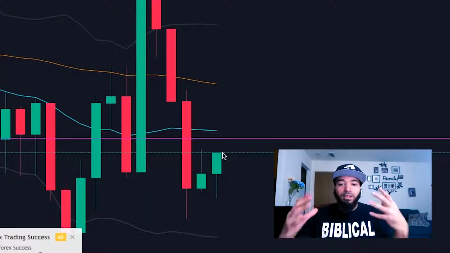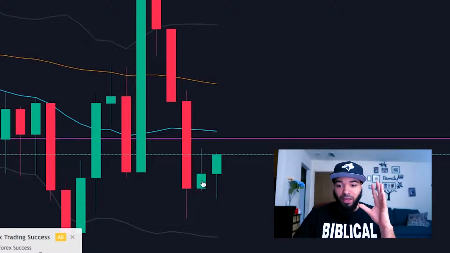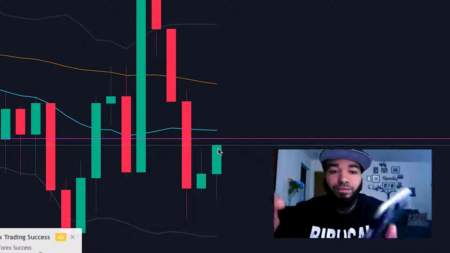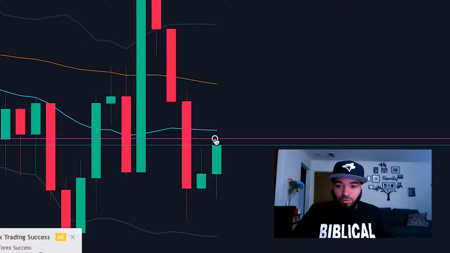So currently I'm in GBP USD for a buy and a quick scalp, and I'm just watching it go up. Right now we're looking pretty good. I'm expecting it to go up to this Bollinger Band here.